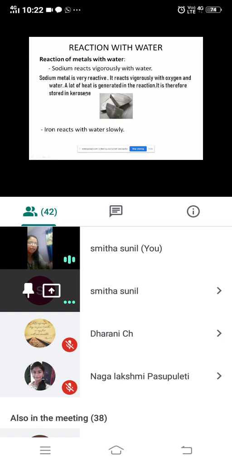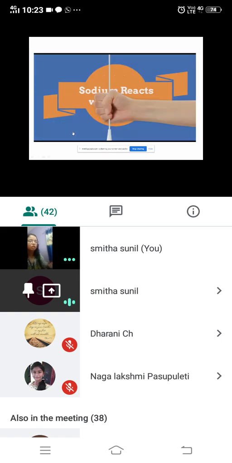What about iron? Iron is also a metal. Iron reacts very slowly with water. If you put an iron nail in water, at that moment itself you don't see the reaction, but slowly you see the reaction. So sodium is also a metal, iron is also a metal. Sodium reacts vigorously, vigorously means too fast, with water, and iron reacts slowly with water. So have a look at the video of the sodium reaction.